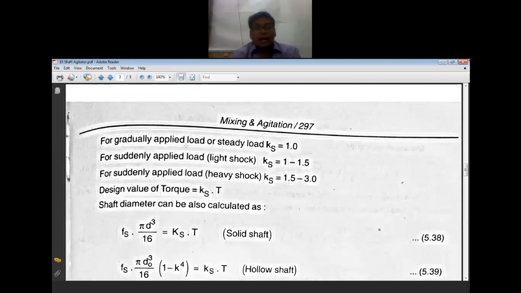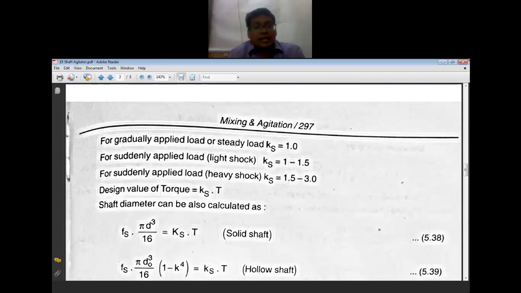For generally applied load or steady load, the Ks value is 1. For gradually applied load or steady load, Ks is equal to 1. That means the speed is constant, or we have different regulators with which we can gradually increase the speed. So such loads can also be taken into consideration.